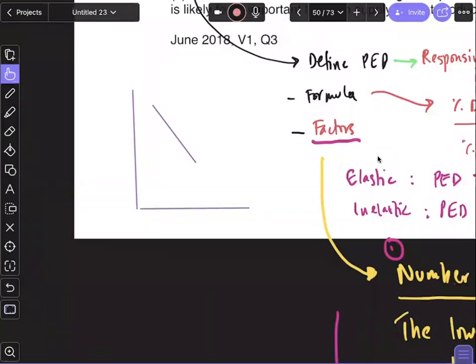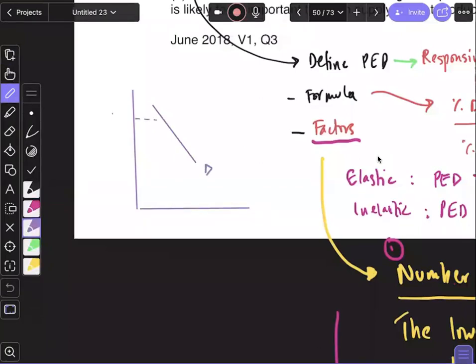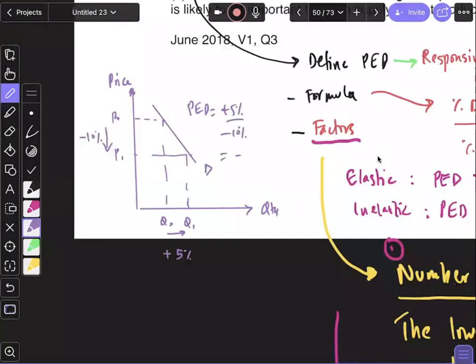Yeah, you can say this, that you can make P naught, P1, and you can show minus 10%. And let's say Q naught, Q1. There's no need for a diagram, by the way, but let's say we do that, plus 5%. So we will have PED equal to plus 5% over minus 10%, or minus 0.5. Okay, so you can have something like this.